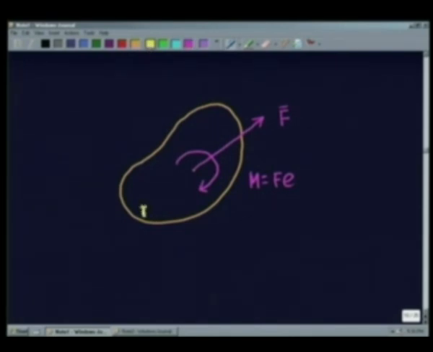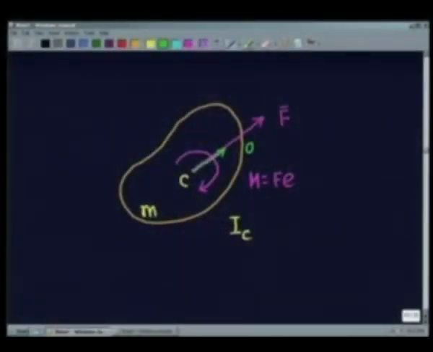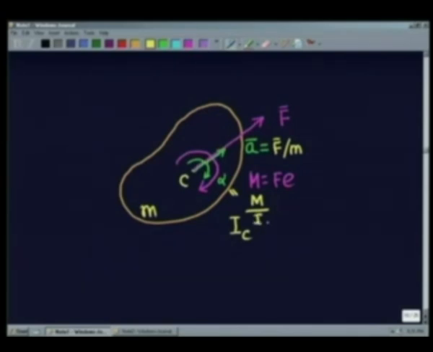So now if the total mass of this body be m, and the second moment of the mass, that is the moment of inertia of the body about an axis passing through the center of mass, is I_C, then this force will cause an acceleration A of the center of mass in this direction, and it will cause an angular acceleration alpha due to this moment, and their quantitative dependence will be: A will be equal to F divided by m, and alpha will be equal to F e divided by I_C.